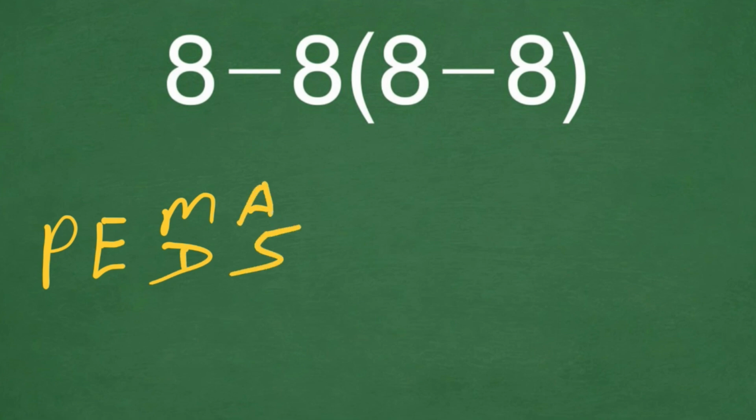and S, all of these letters stand for something. So P stands for parentheses, E stands for exponent, M and D stand for multiplication and division, A and S stand for addition and subtraction.